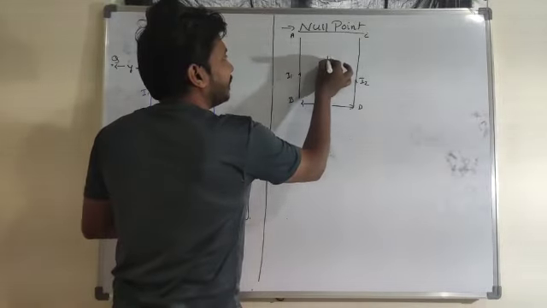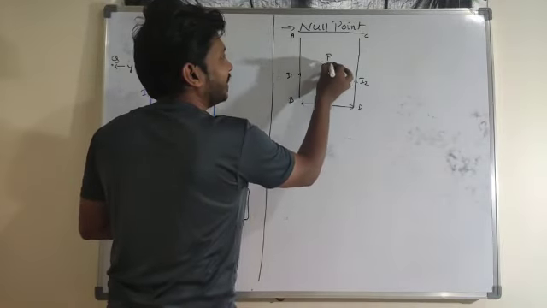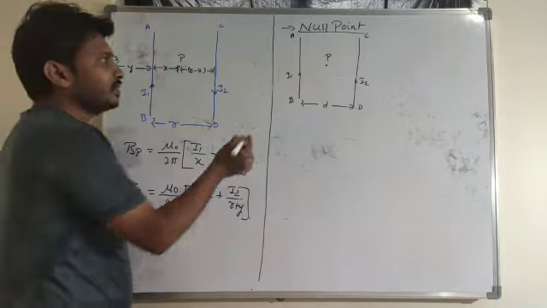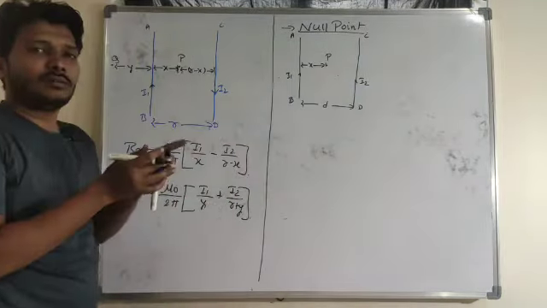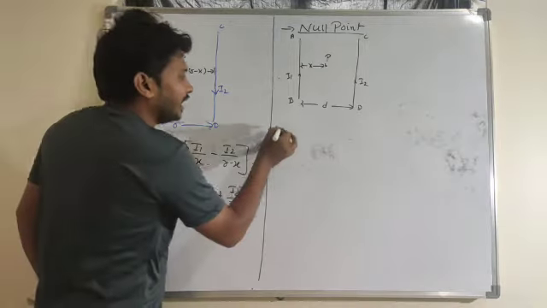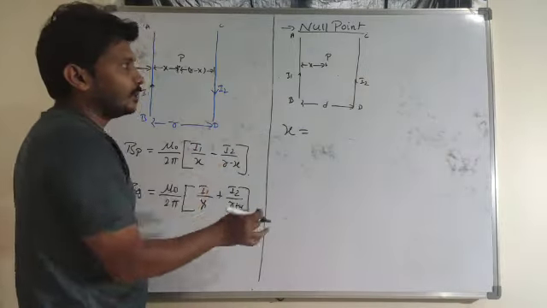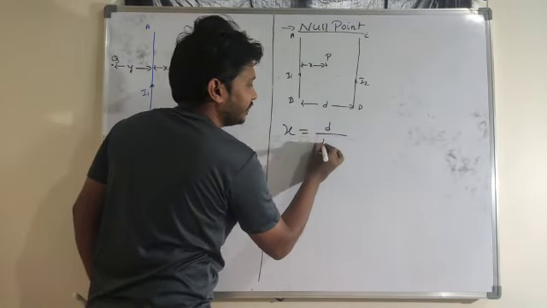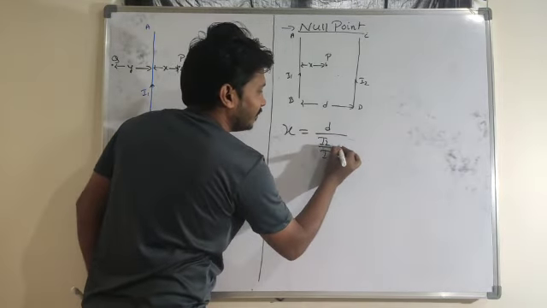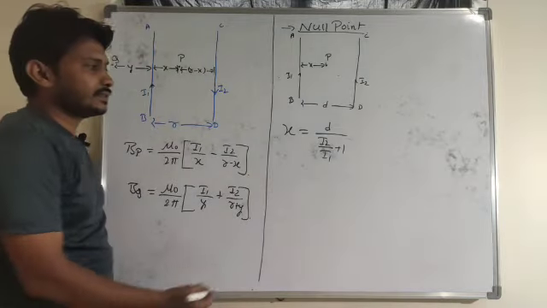So for example here, at point P I will get zero magnetic field. This location I will take at a distance x from the first wire, and that value is, so the null point is at a distance x from the first wire, so that distance x is equal to d divided by (I2 by I1 plus or minus 1).